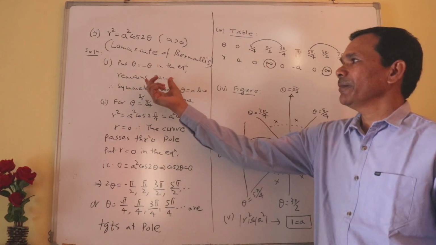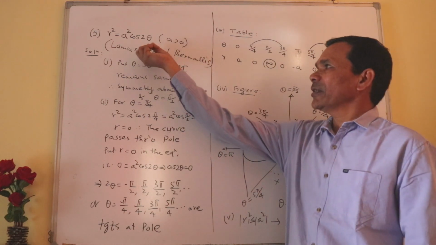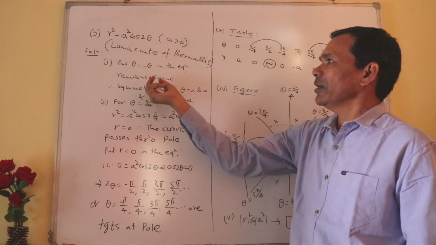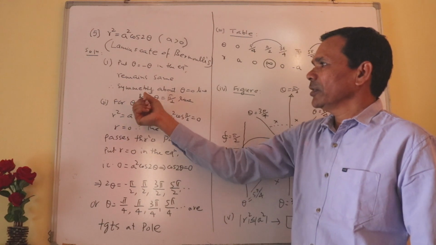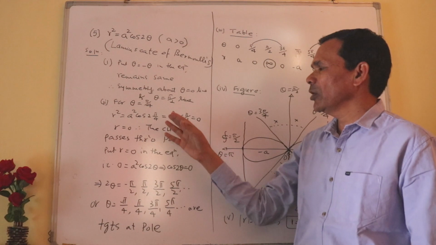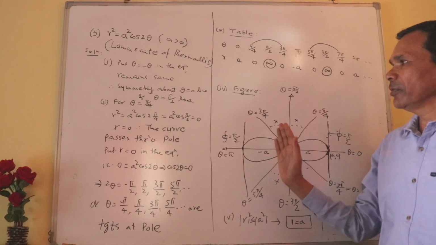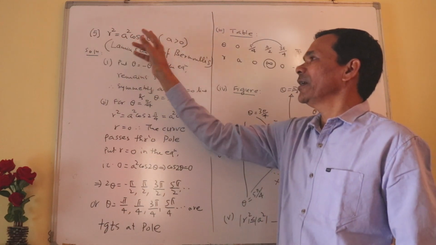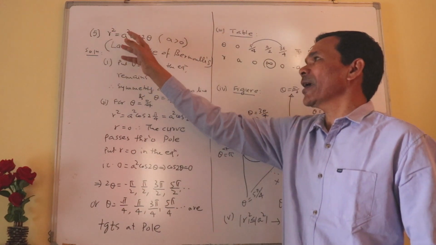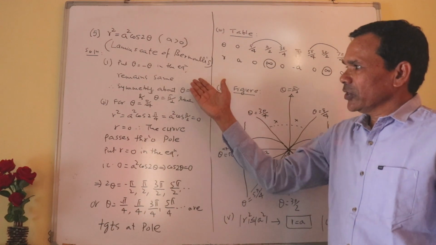So step number 1 is symmetry. Now if we put theta is equal to minus theta in the equation of the curve, that is cos of minus theta is cos theta, so the equation remains the same. Therefore the curve is symmetrical about the initial line theta is equal to 0, and it is symmetrical about theta is equal to pi by 2 also, because if we put r is equal to minus r, theta is equal to minus theta in the equation of the curve, it remains the same, because minus r whole square, cos of minus theta is cos theta. So this is about symmetry.